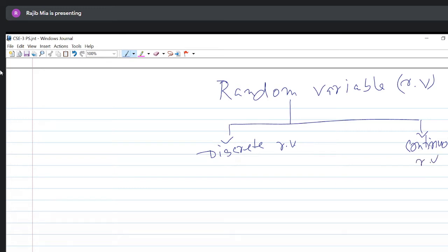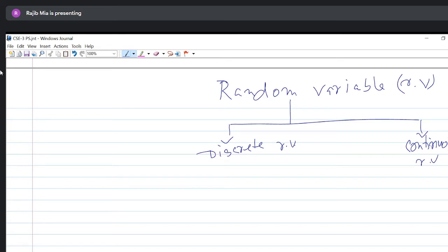Now for both the cases, that is for discrete random variable as well as for continuous random variable, we will see what is probability function and what is cumulative distribution function. Now to find this cumulative distribution function from the probability function, we study some special types of discrete distributions and continuous distributions. For any probability distribution, if it is for the discrete random variable, it is called discrete distribution. And for continuous random variable, the corresponding probability distribution is called continuous distribution.